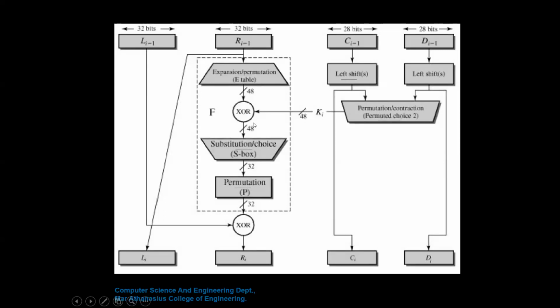This 48-bit block is given to a substitution choice box, an S-box that performs substitution. After the exclusive OR, the 48-bit block is given to a substitution choice called S-box. Now let's see how the substitution is performed.